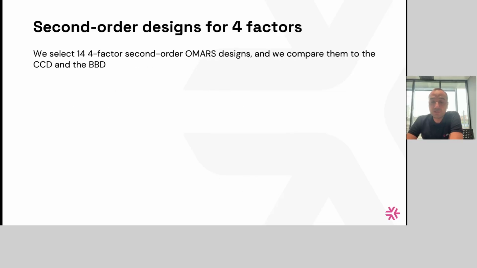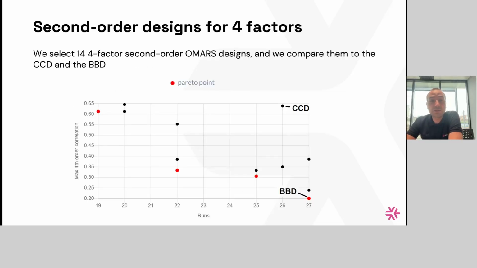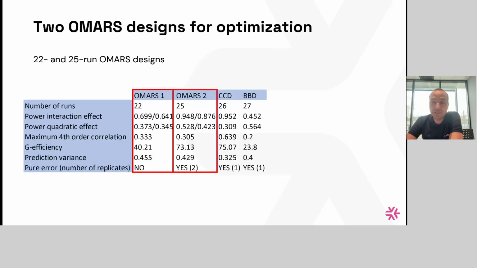Now we have chosen 14 OMARS designs and we have plotted a scatter plot with the maximum 4th order correlation on the vertical axis and the number of runs on the horizontal axis. So we have plotted the Pareto front, which are the red dots, and you can see that the BBD is on the Pareto front, but the CCD isn't. And we're going to focus on those 2 OMARS designs with 22 and 25 tests.